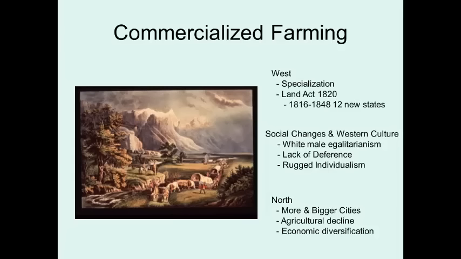Those that do continue to farm in the North will continue to be diversified. So they have economic diversification, whereas in the South you don't. And so they're growing a bunch of different stuff. Maybe one farm is growing apples, and the next farm over is growing wheat, and the next farm over is growing barley, right? They're all growing kind of different stuff.